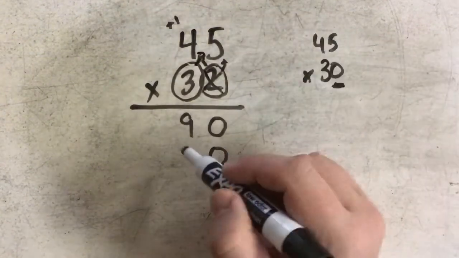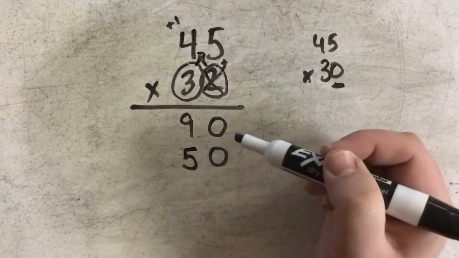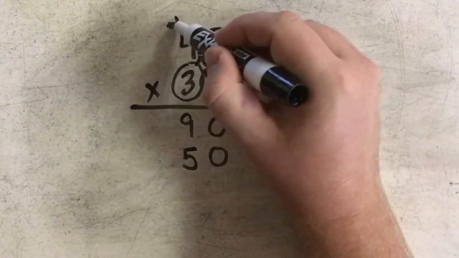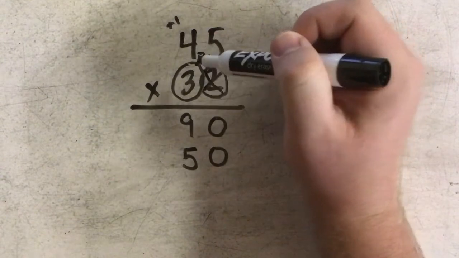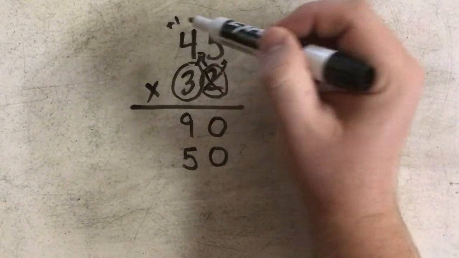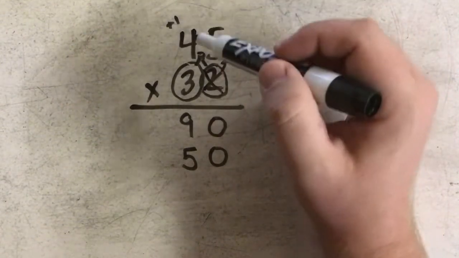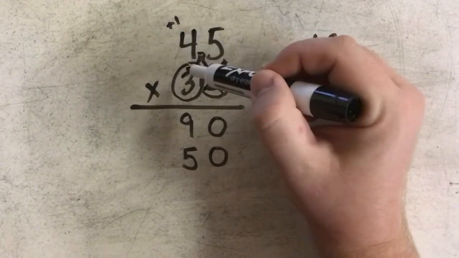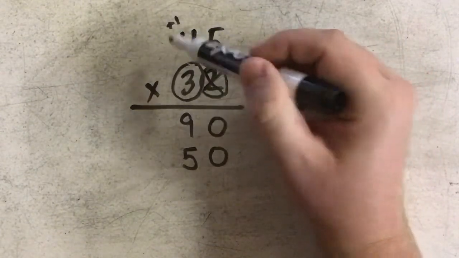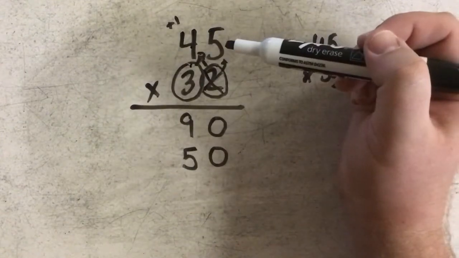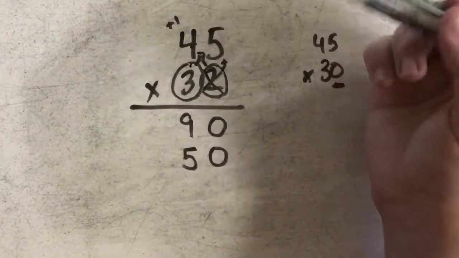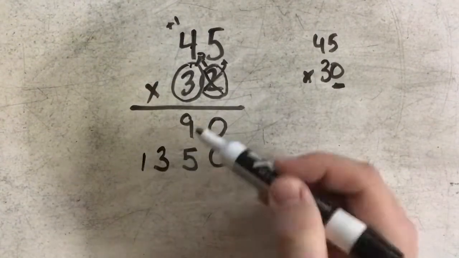3 times 5 is 15. So I bring the 5 down here, and then I would need to rewrite plus 1 up here. However, I still have it left over from my last step. I wouldn't add it from my last step. I would only add any carryovers from this 3, but in this case it is 15. So I would keep the 1 there, and then 3 times 4 gives me 12, plus 1 gives me 13.